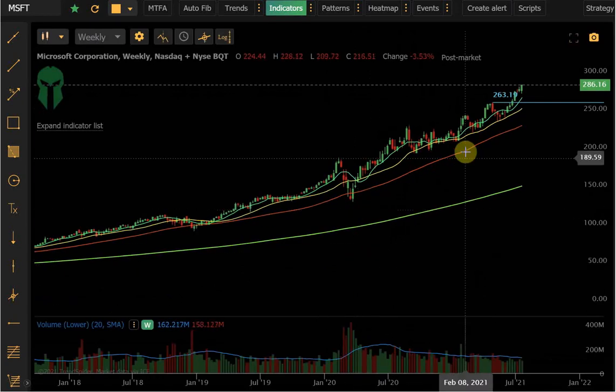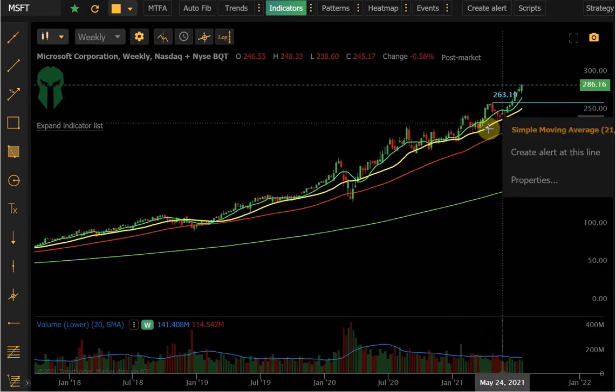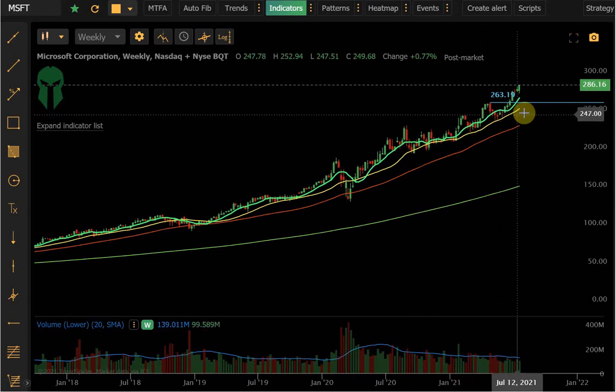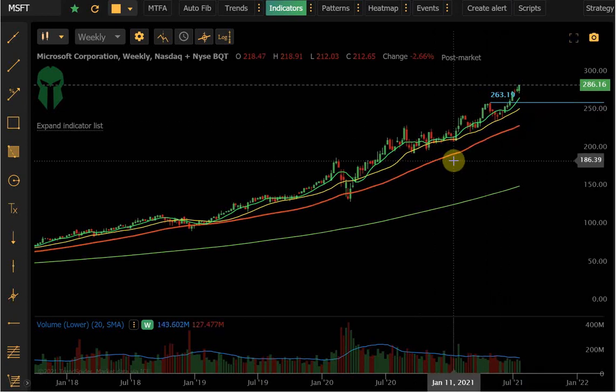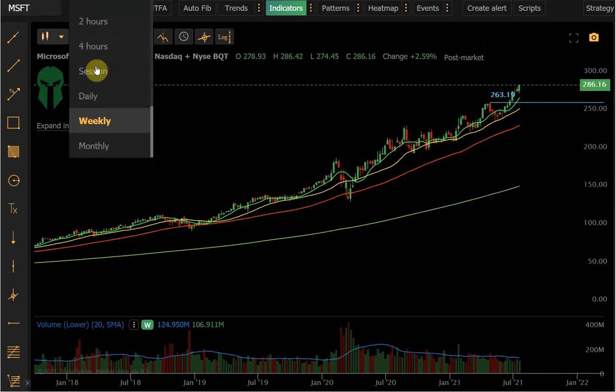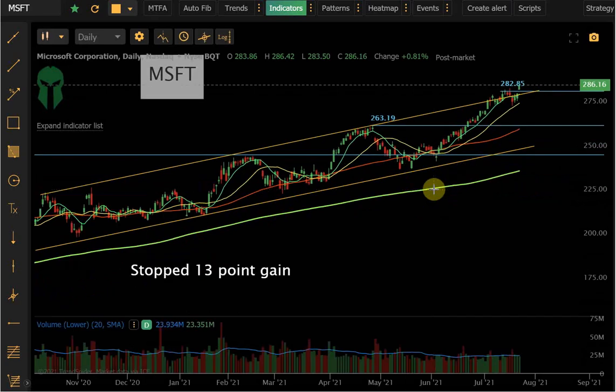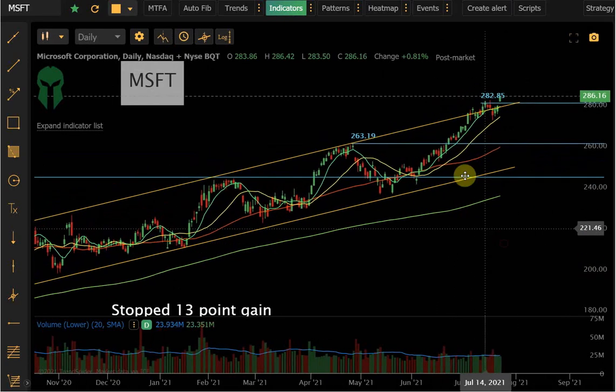Microsoft is being Microsoft. Came down, got us out. We got out at 278 after making a decent trade on it. Could have made more, 13 points. So obviously could have made more.